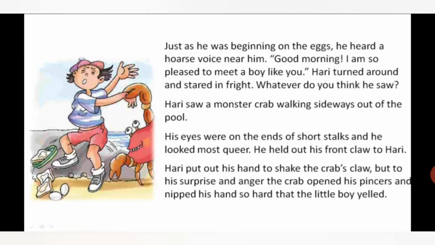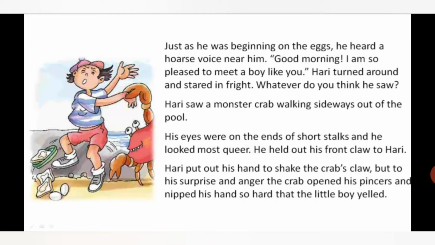His eyes were on the ends of short stalks and he looked most queer. He held out his front claw to Hari. Hari put out his hand to shake the crab's claw, but to his surprise and anger, the crab opened his pincers and nipped his hand so hard that the little boy yelled.